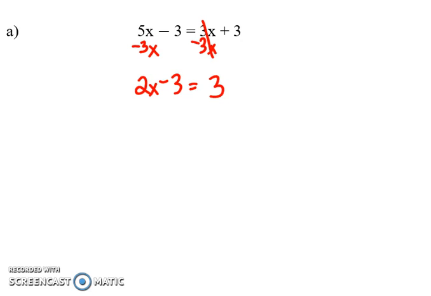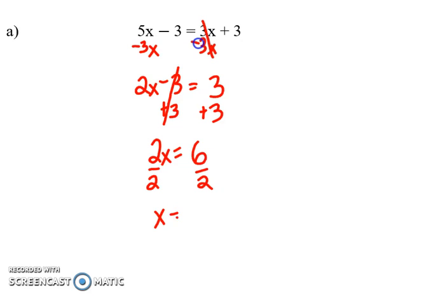Now I'm looking, saying I want to move my constant that's with my x, so I'm going to add 3 to both sides. Why? Because that's a negative 3 and I want to do the opposite, so they cancel, leaving me just with the 2x. 3 plus 3 gives me 6. Now I divide by 2 so that I can get the value of 1x, and 1x is 3.